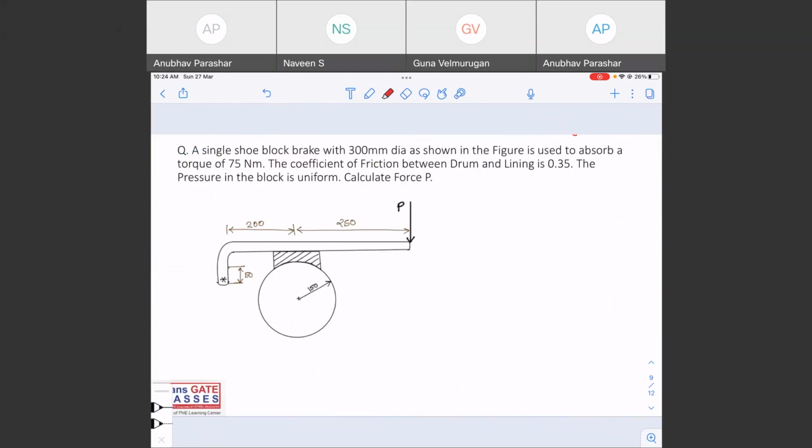Okay, so try to solve this question. We'll do two questions, one from shoe brake and one from band brake. Try to solve this question, all of you, fast.